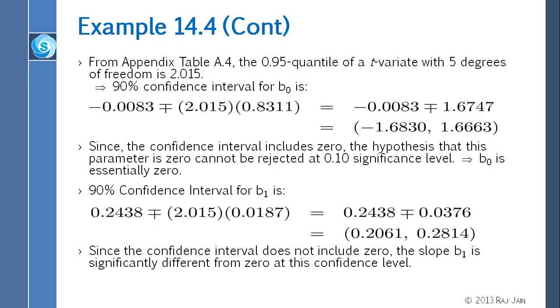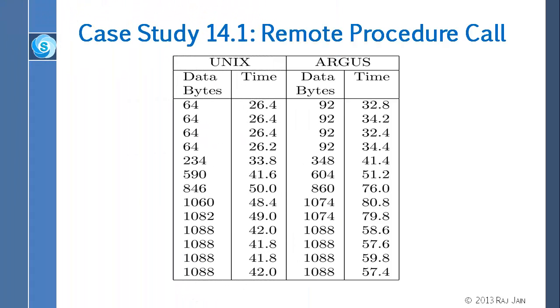So now you see, the value of B0 before, 0.8, looked like a big value, but when you did the confidence interval, it turns out that it's really not significant. All right, so here's a case study. And case study means these are real numbers from a real study.